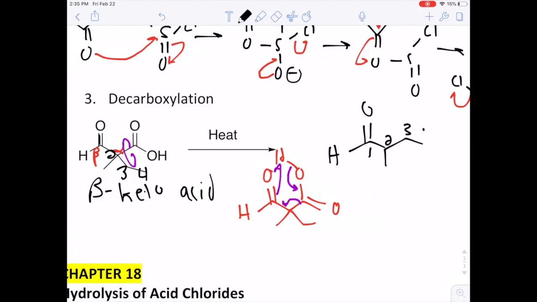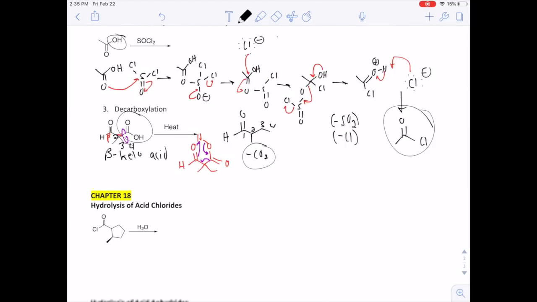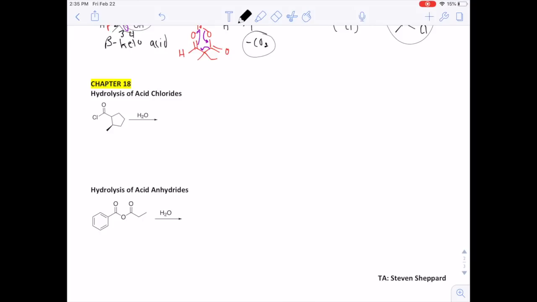1, 2, 3, 4. That methyl group still came for the ride, and then this whole carboxylic acid group left as carbon dioxide gas. All right. So that's a really easy question. Just make sure that you have that carbonyl group in the right position, which is the beta position relative to the carboxylic acid. All right, so that's the end of chapter 17.